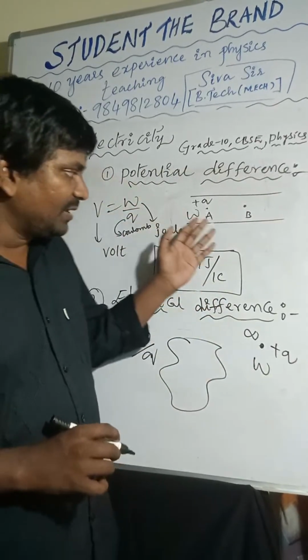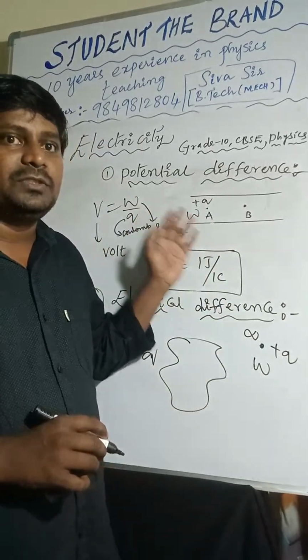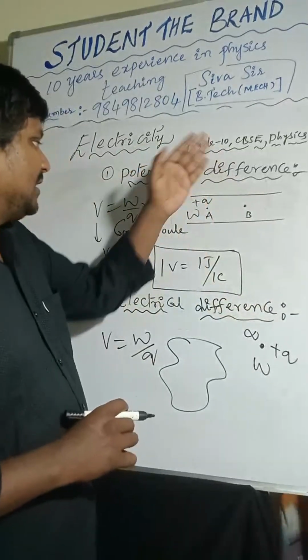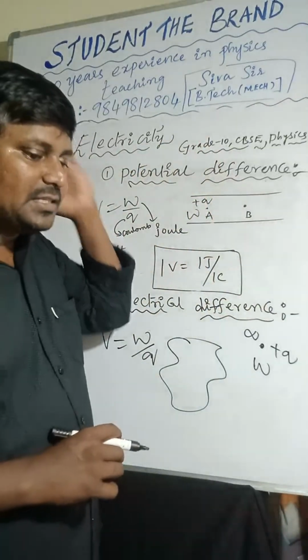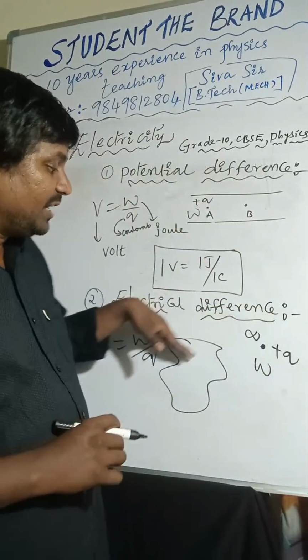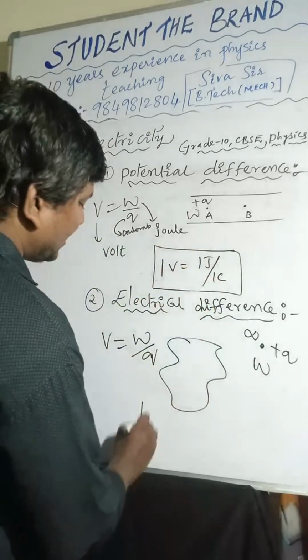Work done to bring unit positive charge from one point to another point is called electrical potential difference. Electrical potential means work done to bring unit positive charge from infinity to the required field.